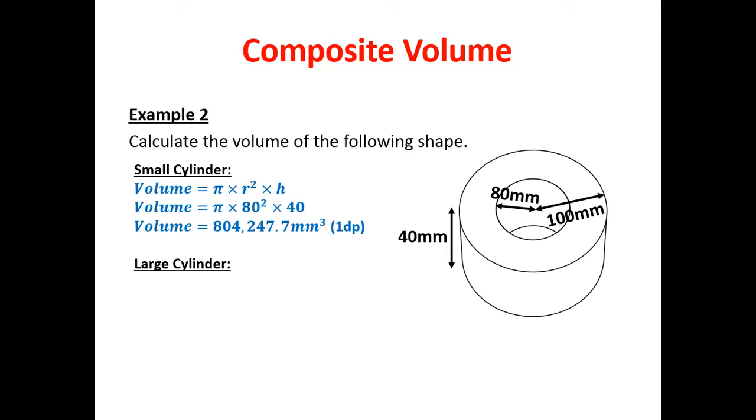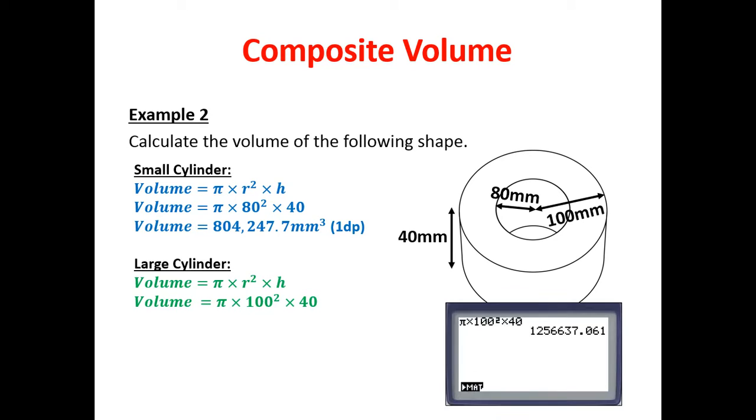Right, let's move on to the large cylinder. Same thing, the volume is equal to pi times radius squared times height. The volume is going to be equal to pi times 100 squared, because the large cylinder's got a radius of 100, and we're timesing that by the same height of 40. Getting my calculator and working out the answer, I get a volume of 1,256,637.1, I've rounded to one decimal place, millimeters cubed.